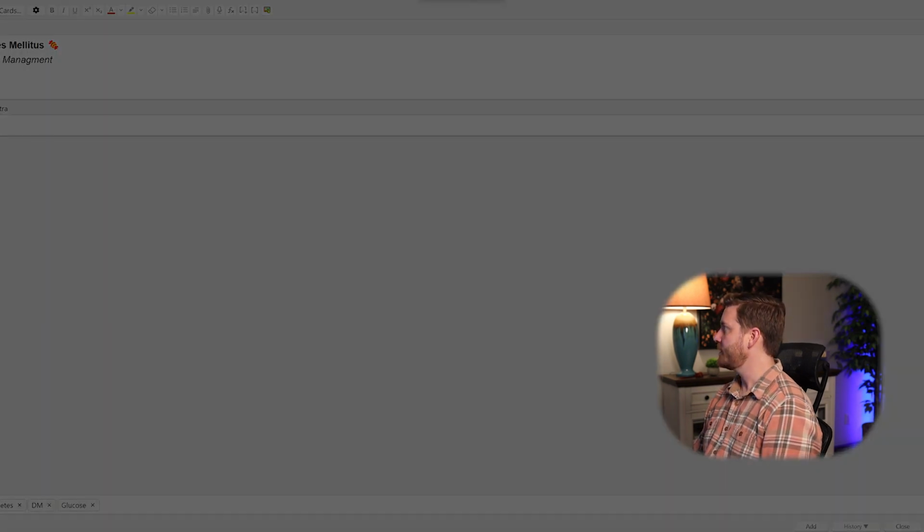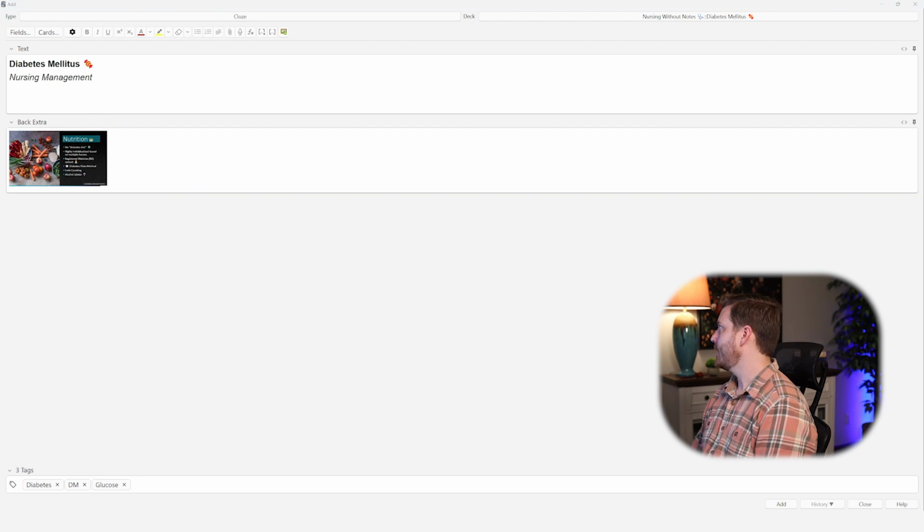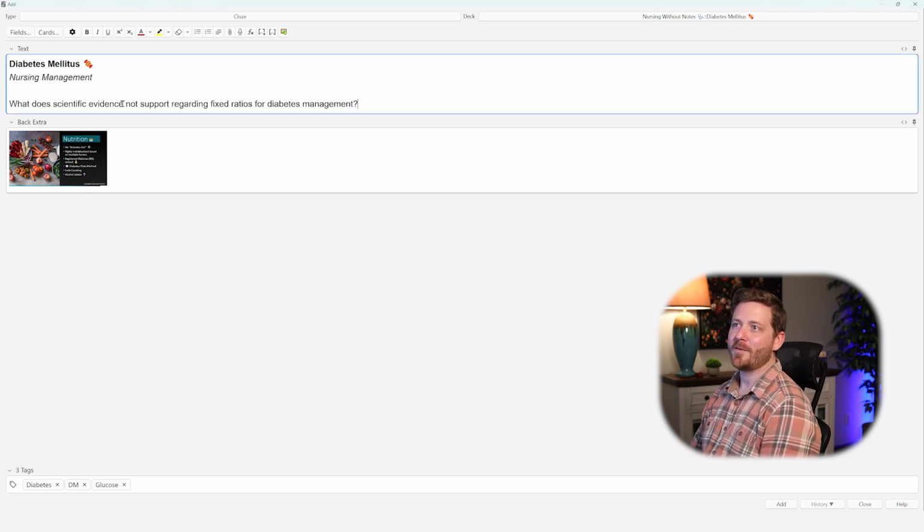Now let me grab a screenshot of our nutrition slide. Now let's add in a few cards that I've made around these few things. That's going to remind us of what we need to be able to educate as far as nutrition goes. What does scientific evidence not support regarding fixed ratios for diabetes management?